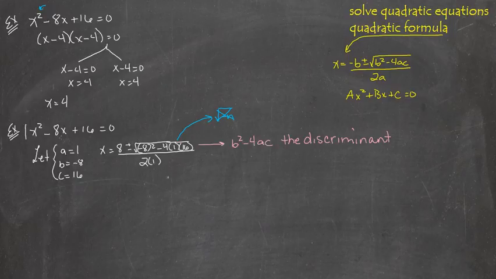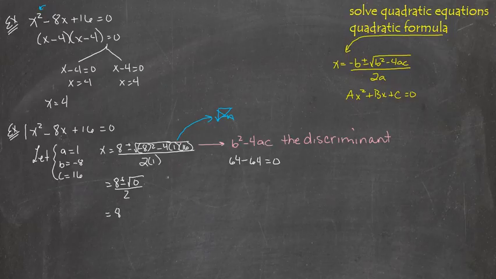So for this example, the discriminant then is 64. B squared is 64 minus 4 times 1 times 16, which is just 4 times 16. 64 minus 64. The discriminant equals 0. We're always allowed to take the square root of 0, so we're totally fine finishing our quadratic formula. So 8 plus or minus the square root of 0 over 2 equals 8.